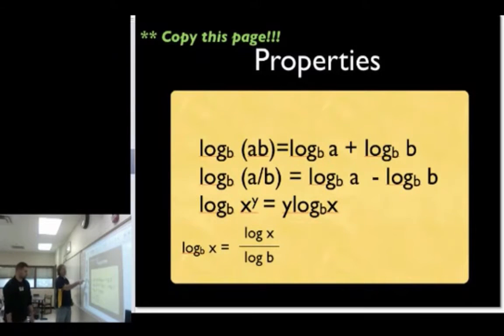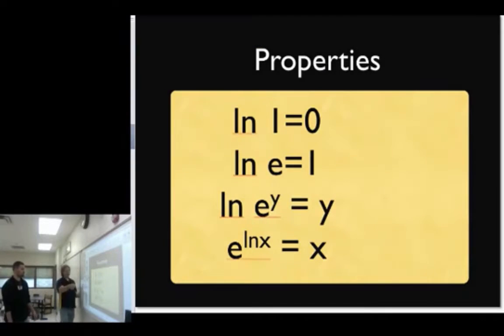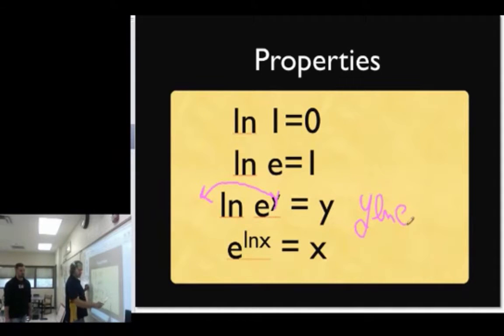Now I'm going to go backwards for a second. As I said, Mr. Creswell was going to teach you something. Look right here. ln of e to the y, I can bring this y out front. So we have y times the ln of e. Wait a minute, ln of e is 1. So that's y times 1. Hot dog, that's where the y comes from.